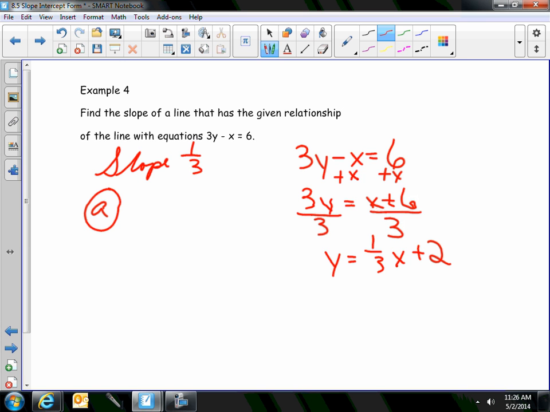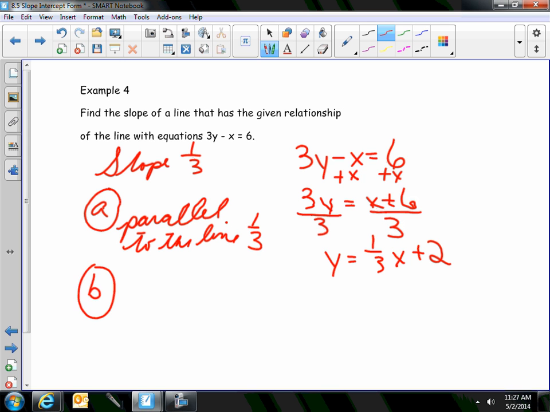So in order to determine what is parallel to that line, the parallel slope to the line would be 1/3. And in B, if you're asked to find what is perpendicular, remember it is going to be its negative reciprocal. So the reciprocal of 1/3 is 3/1, or 3, and it will be negative.